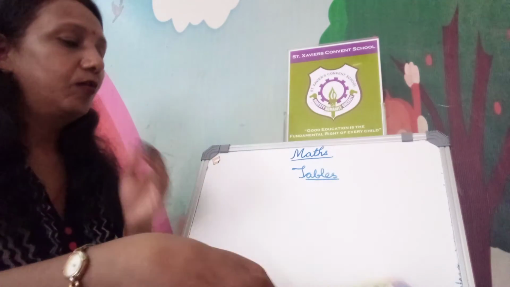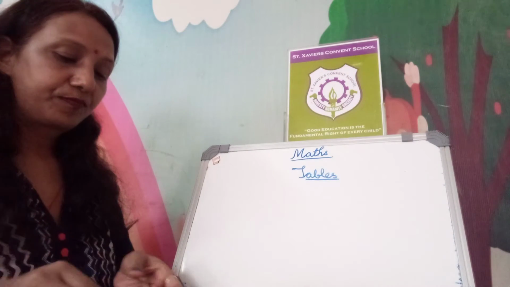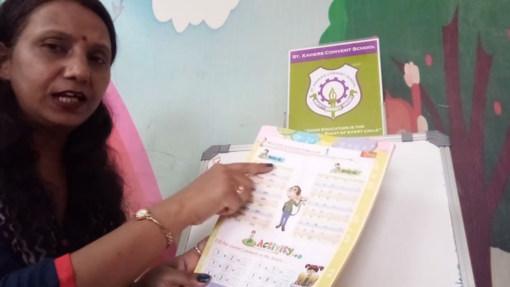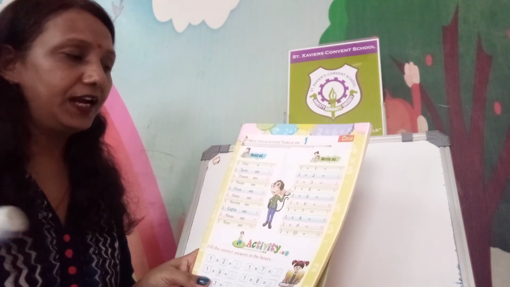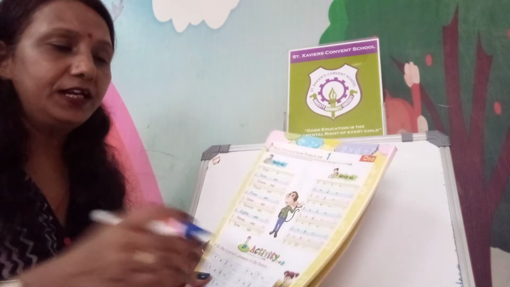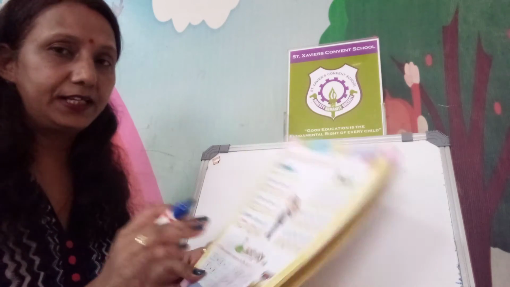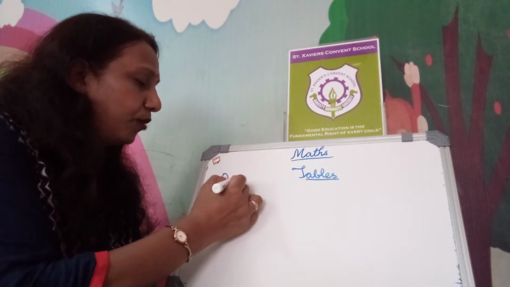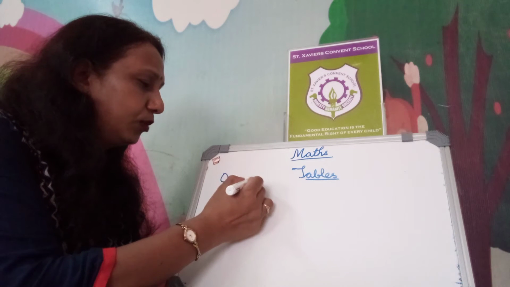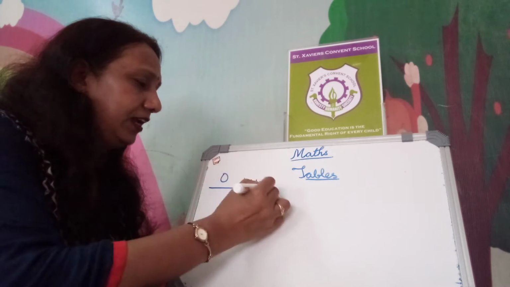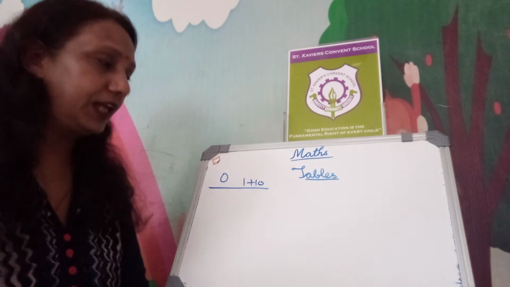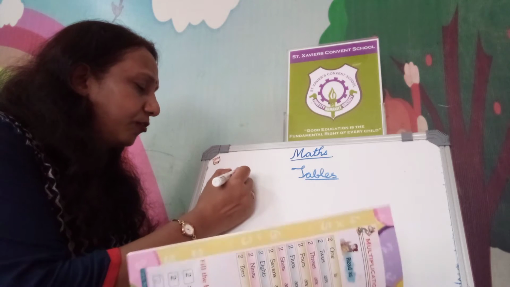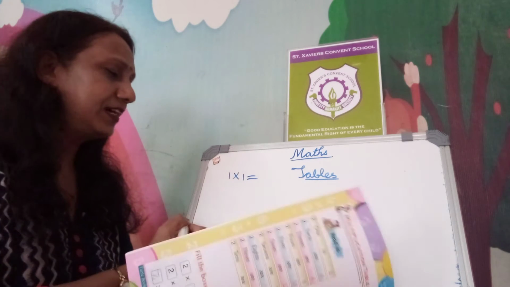Now next, open page number 5. The table of 1 works the same way. When we write and count tables, you will learn 1 to 10 times only. Suppose the table of 0, how many times will you multiply? 1 to 10. Similarly, table of 1, 1 to 10 times. So, table of 1, 1 into 1, what will be the answer?